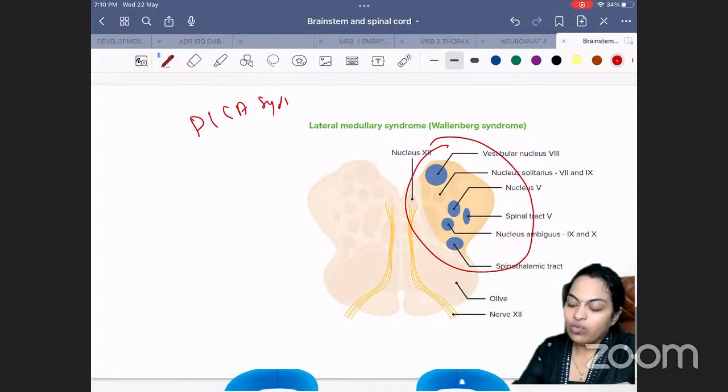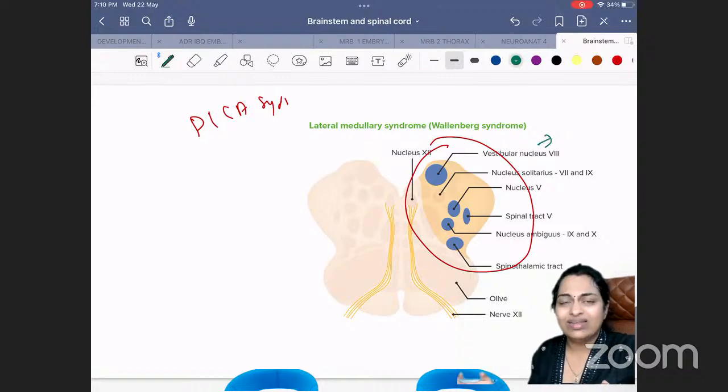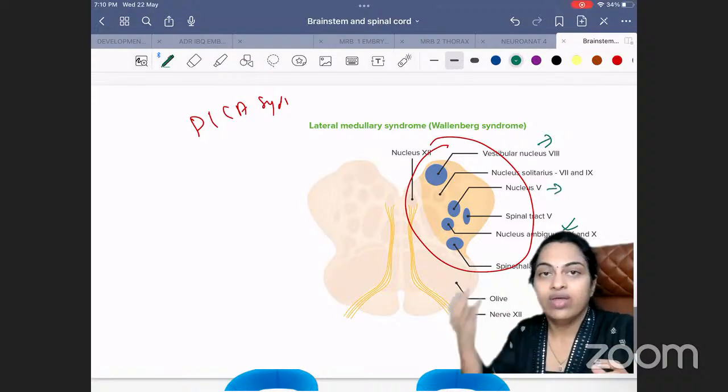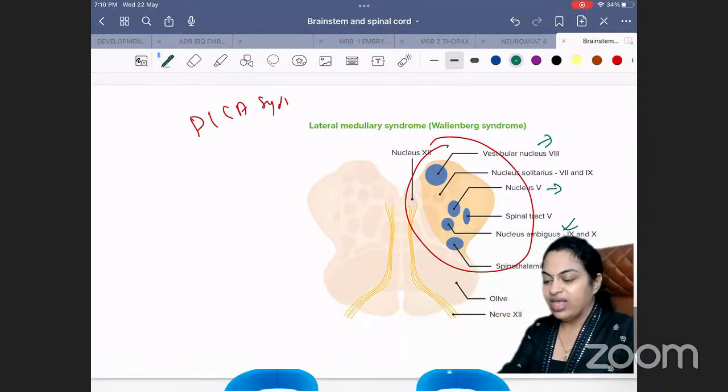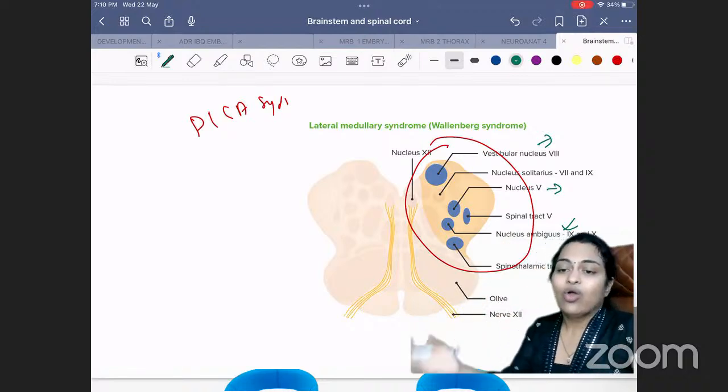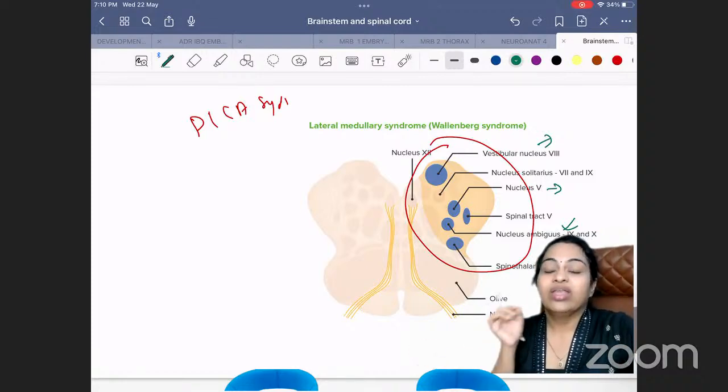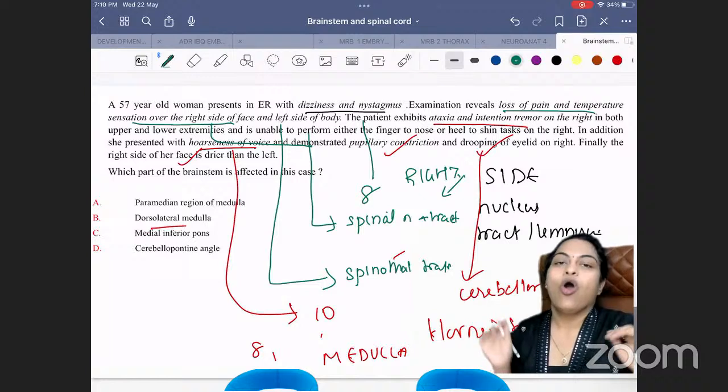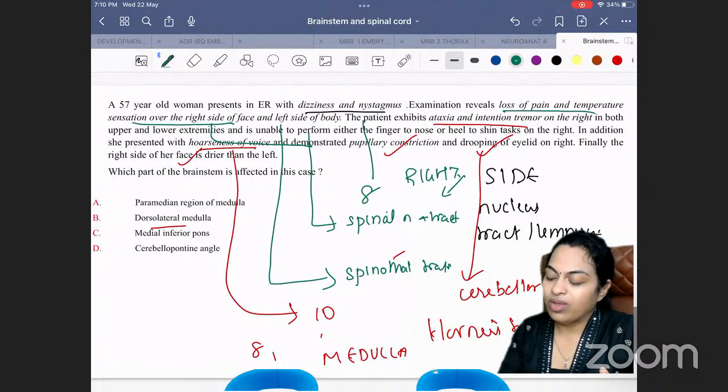So as I told you, involvement of the eighth nerve, giddiness, nystagmus, and involvement of the nucleus ambiguus, paralysis of the muscles of soft palate, pharynx, and larynx. Involvement of the spinal nucleus and tract of the trigeminal nerve, loss of pain and temperature over the face. Involvement of the spinothalamic tract, contralateral loss of pain and temperature. Involvement of the sympathetic fibers, Horner syndrome. What are the components of Horner syndrome? Miosis, ptosis, enophthalmos, anhidrosis. Okay.